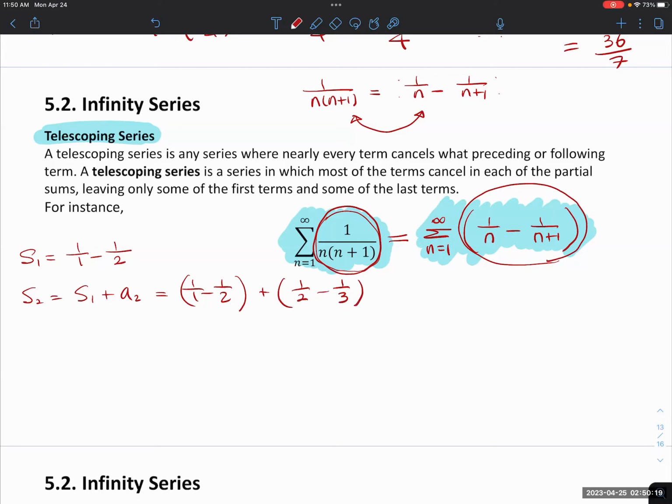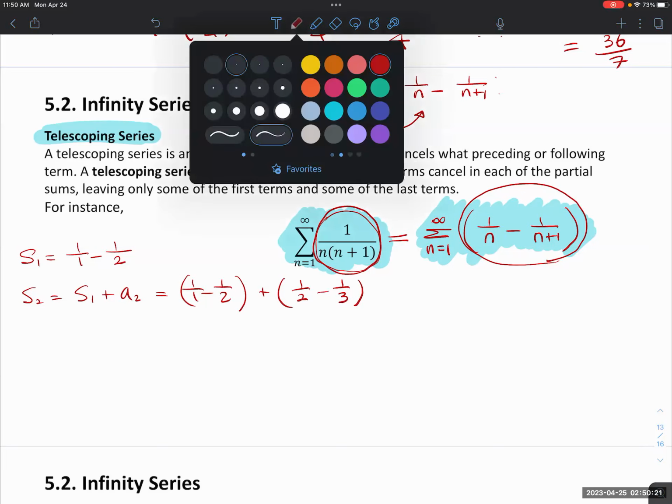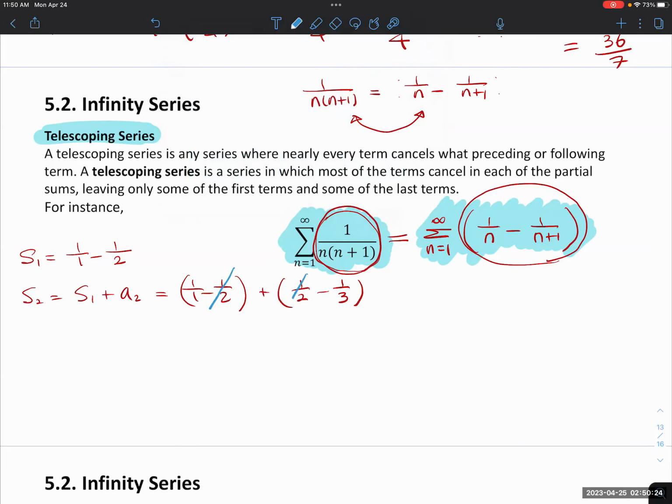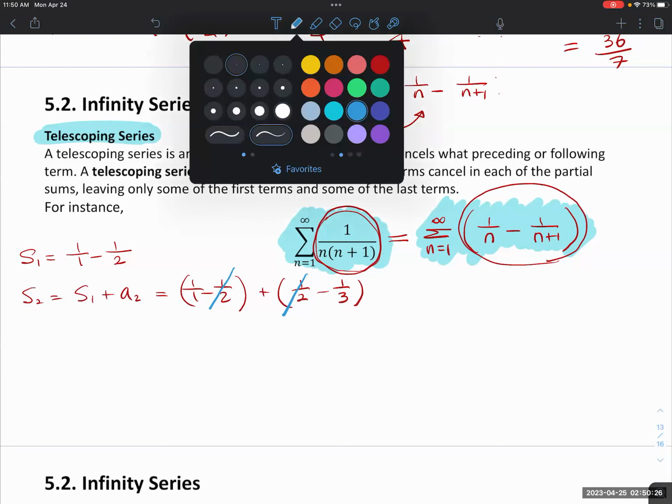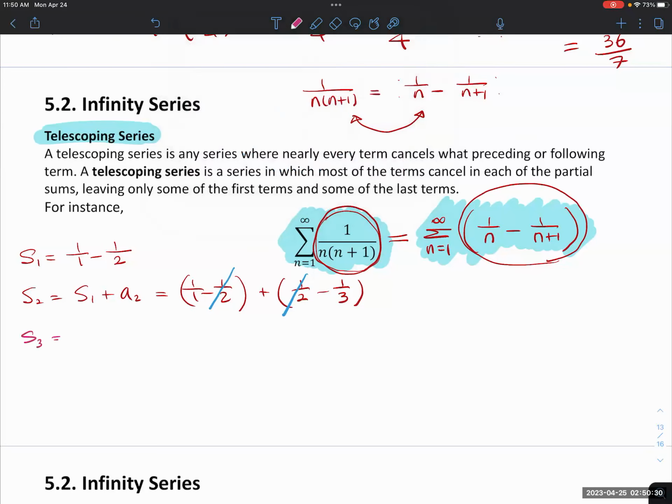So this is S1, this is A2. What happened? Minus 1 over 2 plus 1 over 2 cancel. Okay, let me go to the next one. S3 is S2 plus A3. So S2 is going to be this 2.